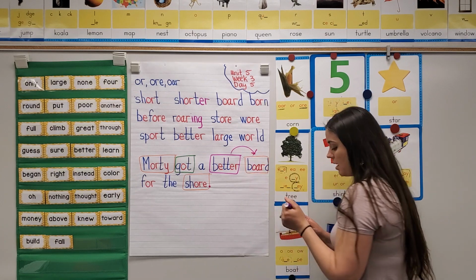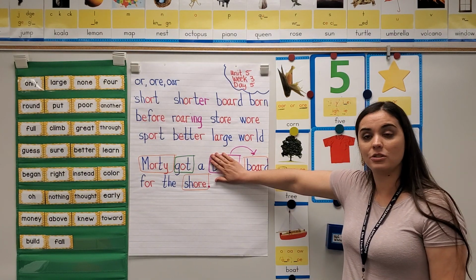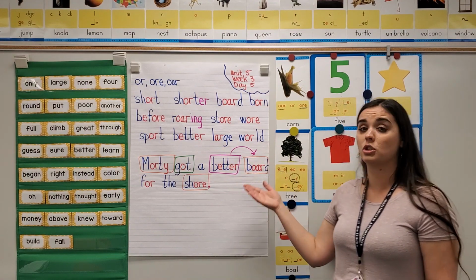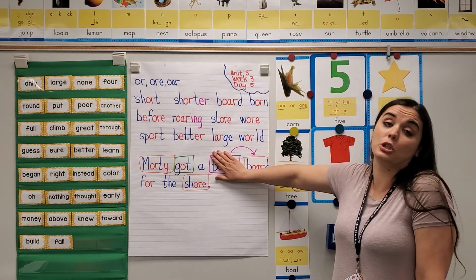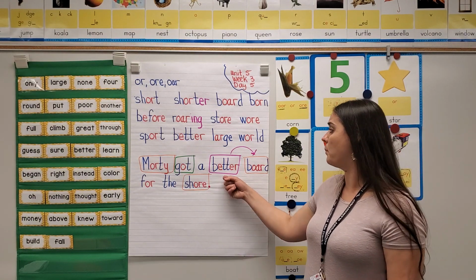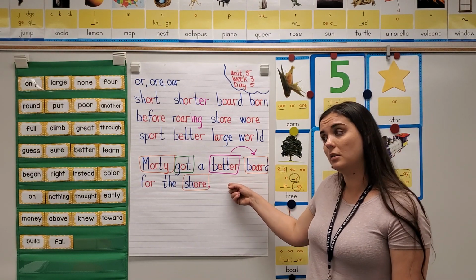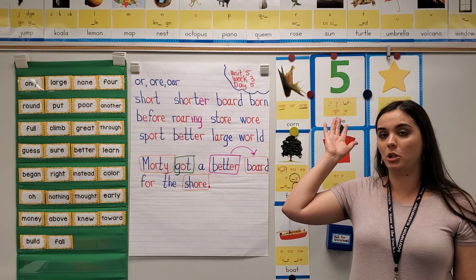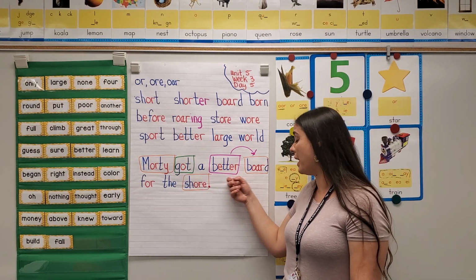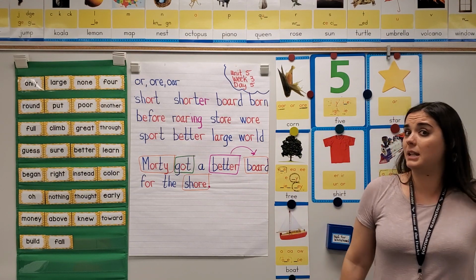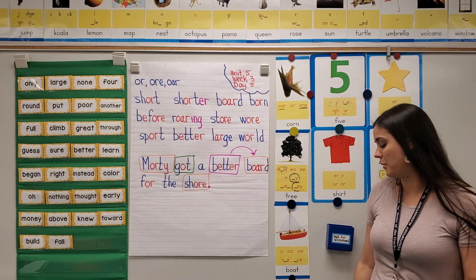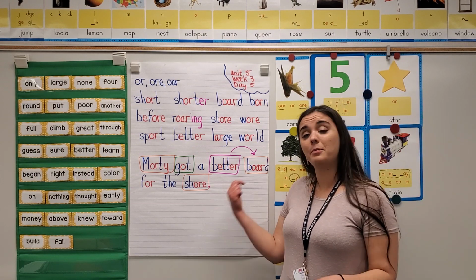It's describing the board. And like I said with adjectives before, you can take out the adjective and it would still be a correct sentence. So it would still say Morty got a board for the shore. So it's like, yeah, Morty got a surfboard for the shore. But by adding the word better, it makes the sentence better. You get a better picture in your mind. Maybe the board that he had before, the surfboard he had before, it's starting to fall apart. So now he got a better one.